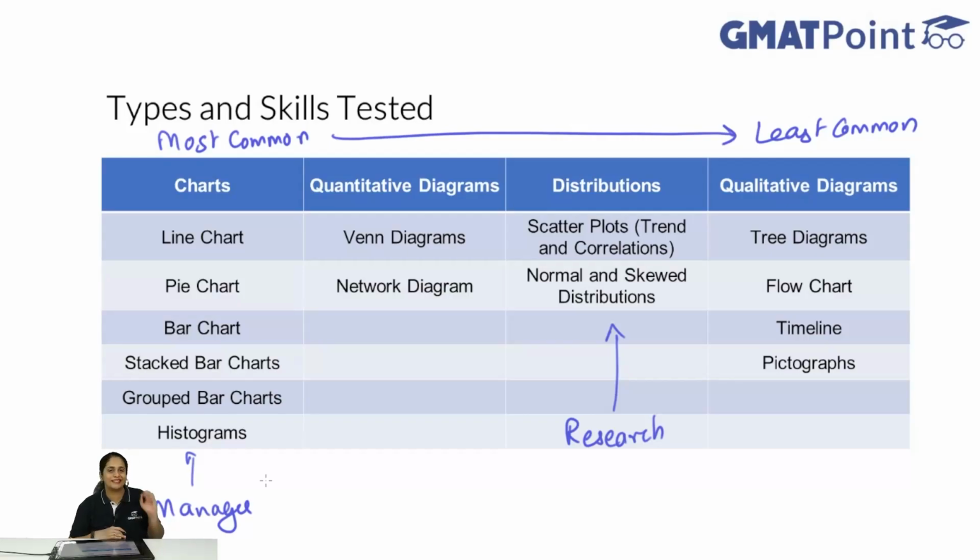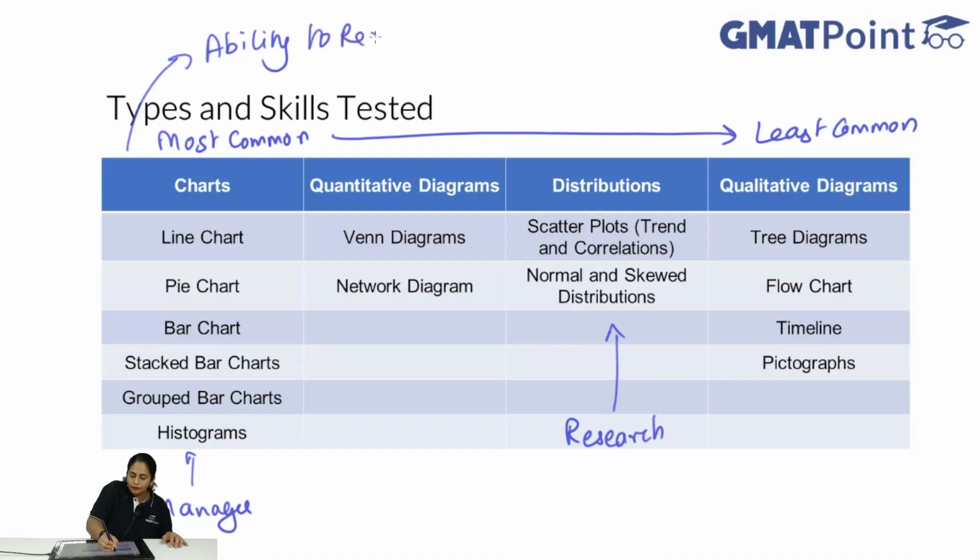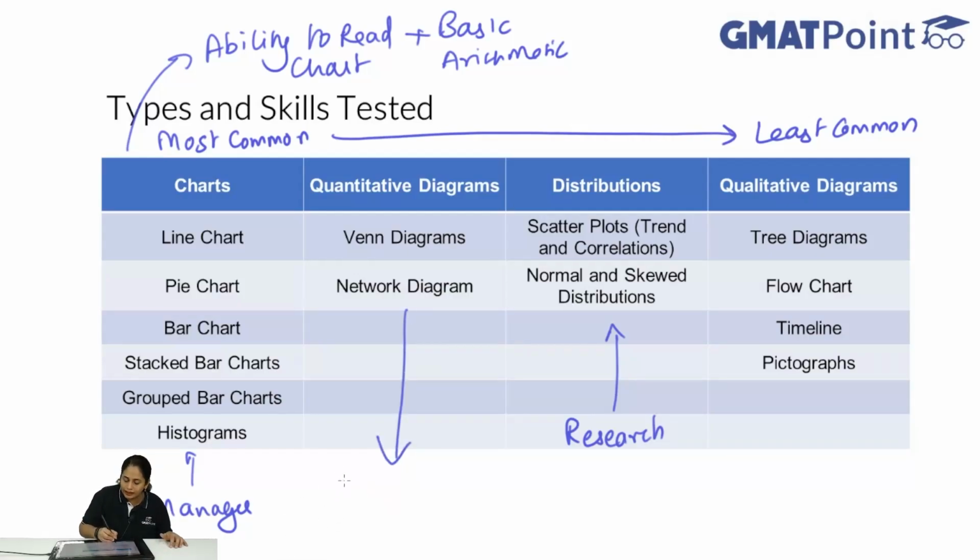In charts, the basic skill that is really tested is the ability to read the chart and answer basic arithmetic on the basis of the chart. This is essentially the skill that is tested. When it comes to quantitative diagrams, it is basically the ability to solve questions based on the diagram. So it will basically be your understanding of set theory, understanding of networks and interconnection of networks, which will be needed to solve these kind of questions.